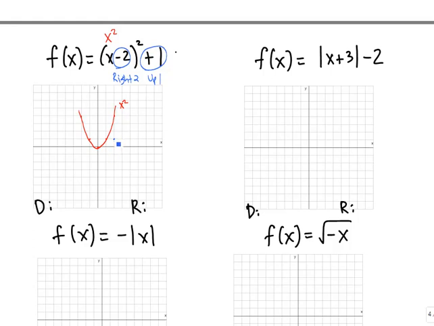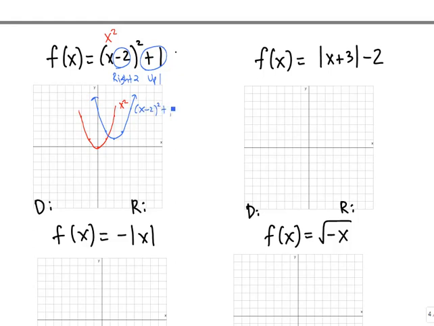Once I know where my vertex is, I can use my pattern to get some side points. So from the vertex, we're going to go over 1, up 1 on the left and on the right, and then over 1, up 3 on the left and on the right. So we get 5 nice points, and here's my new parabola.